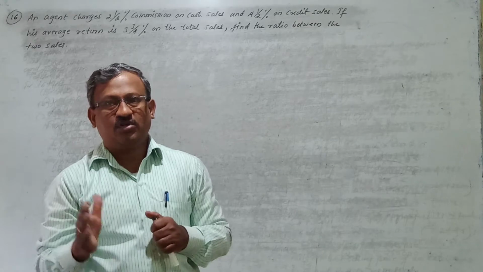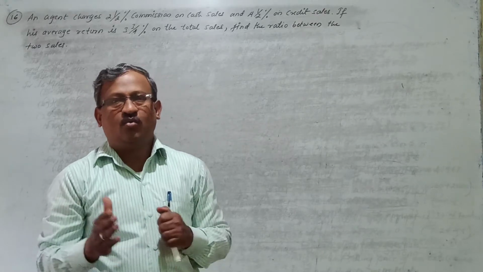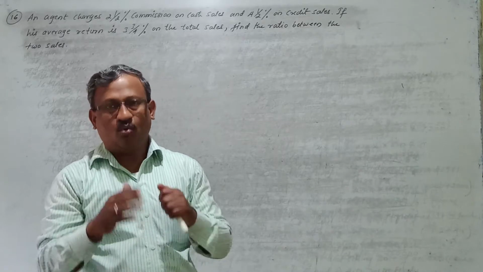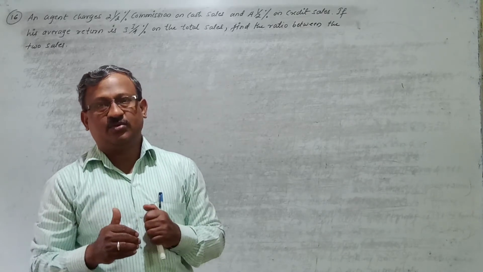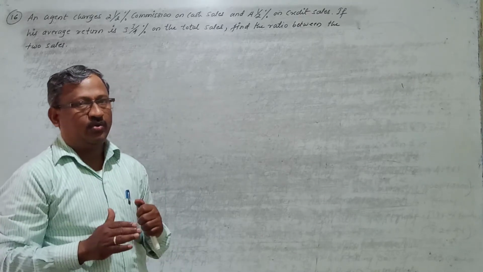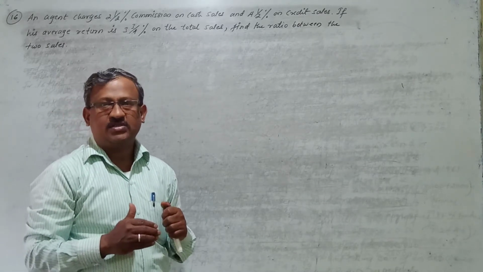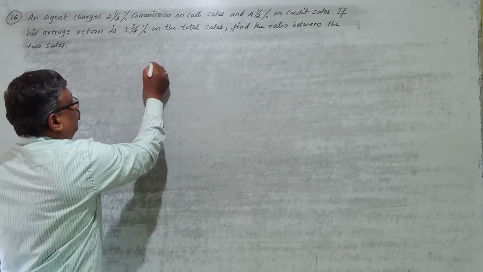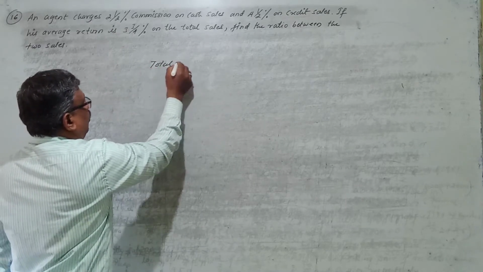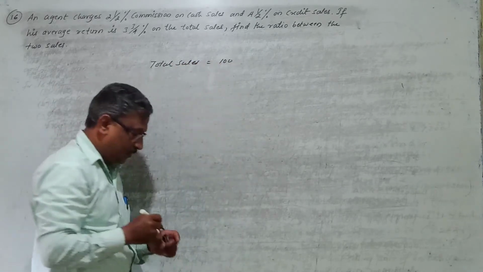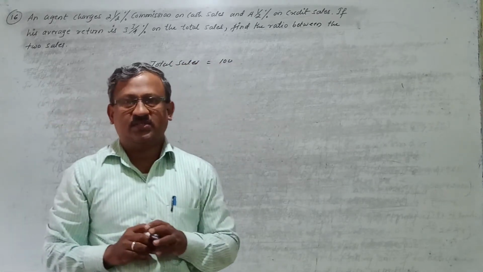Rate of commission. What is the commission received on cash sales? What is the commission received on credit sales? And on an average, how much commission we have received on total sales overall? Only that information they have given. But we do not know our cash, credit, and total sales. So what I will do here, I will assume my total sales. Suppose my total sales be rupees 100.